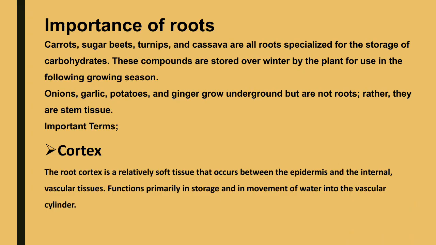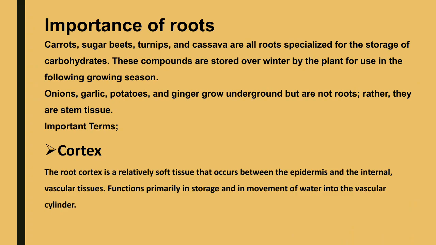Importance of roots. Carrot, sugar beet, turnip, and some other roots are specialized for the storage of carbohydrates. These compounds are stored over winter by the plant for use in the following growing season. Onion, garlic, potatoes, ginger grow underground but are not roots. Rather, they are stem tissues.